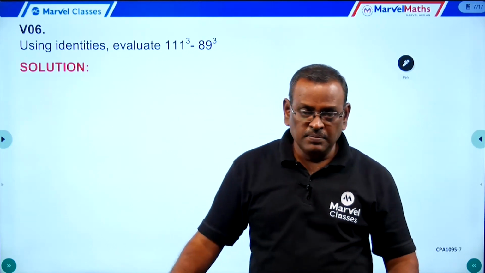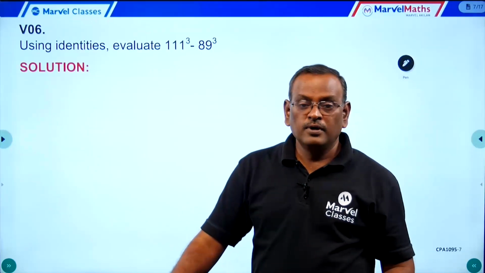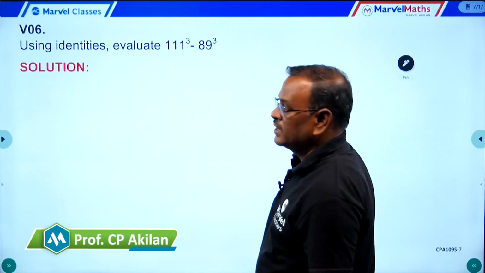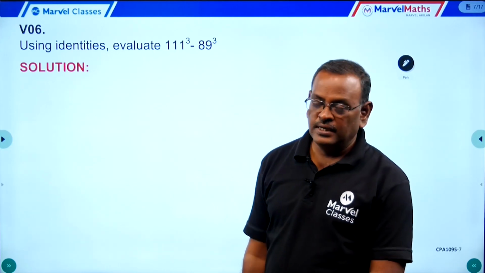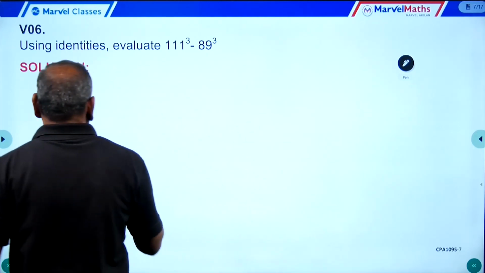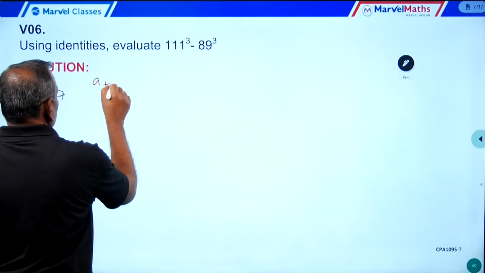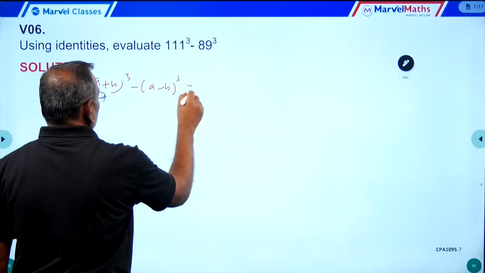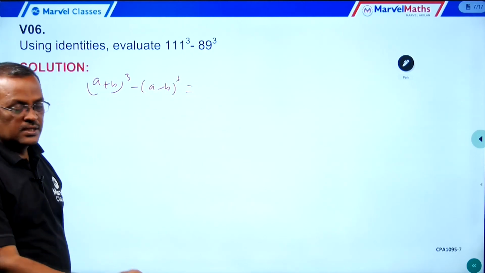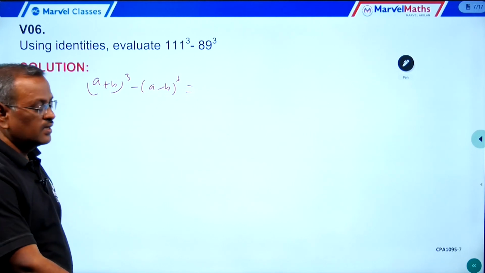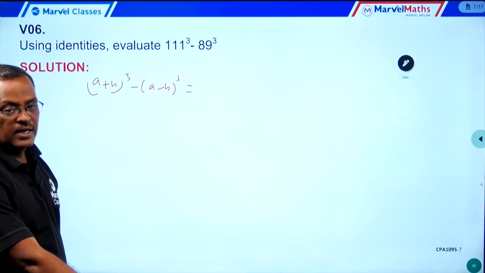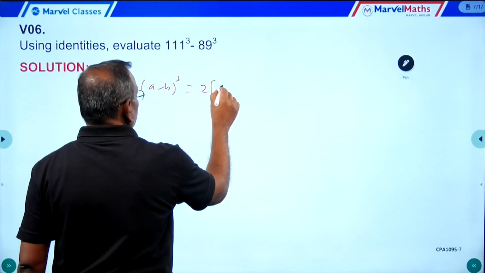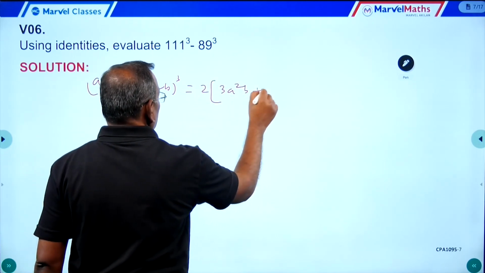So another interesting application: sum of cube of binomial. The numbers are 111 whole cube minus 89 whole cube, only by using identity. For this you need this formula: (a + b) whole cube minus (a - b) whole cube equal to, because the middle sign is negative, like terms get cancelled and unlike terms will come twice. So this is the formula: twice of (3a²b + b³).